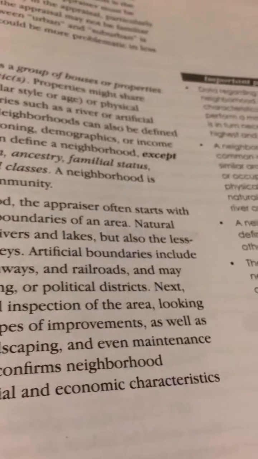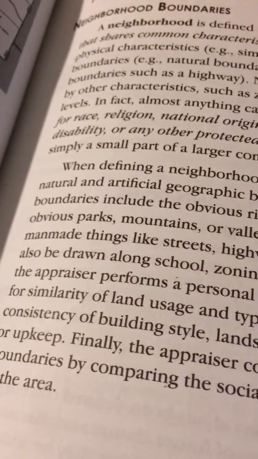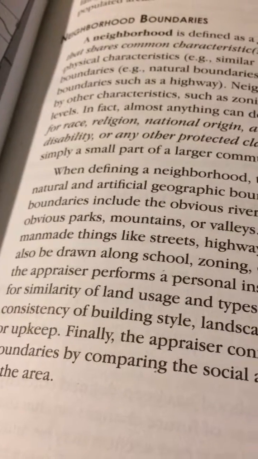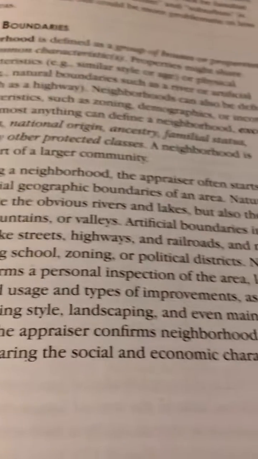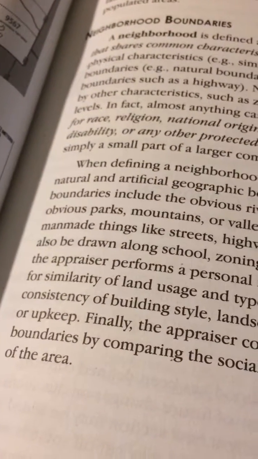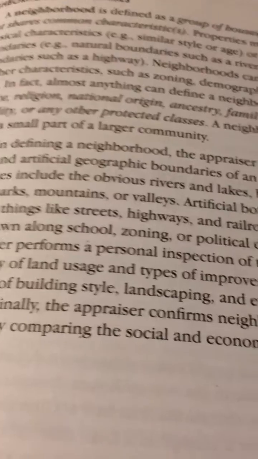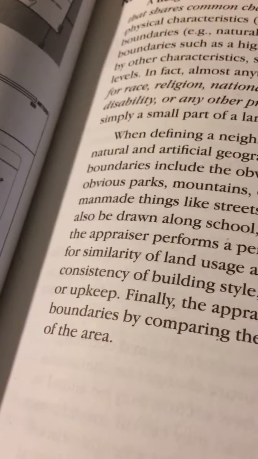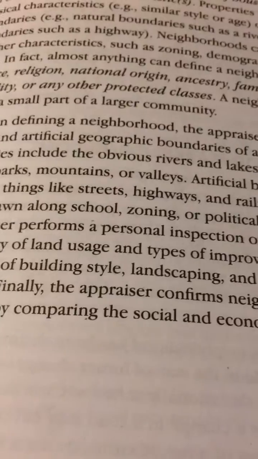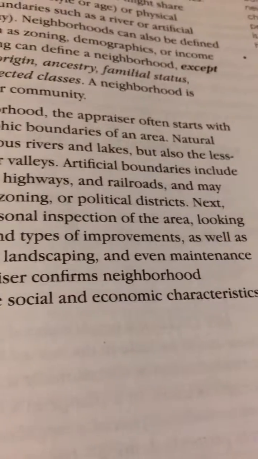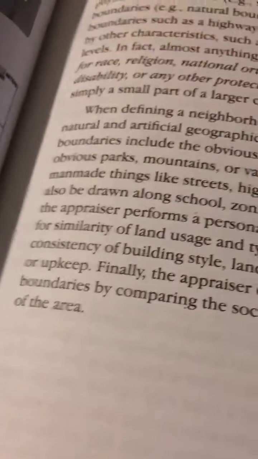Next, the appraiser performs a personal inspection of the area, looking for similarity of land usage and types of improvements, as well as consistency of building style, landscaping, and even maintenance or upkeep. Finally, the appraiser confirms the neighborhood boundaries by comparing the social and economic characteristics of the area.